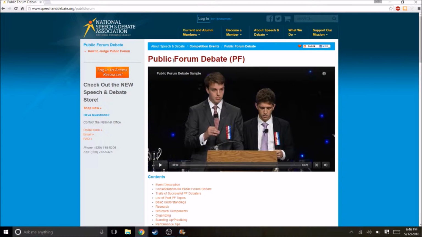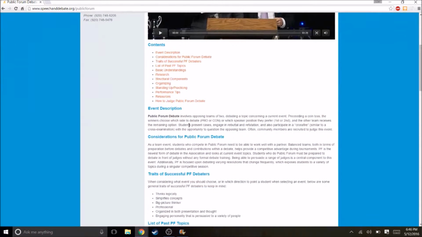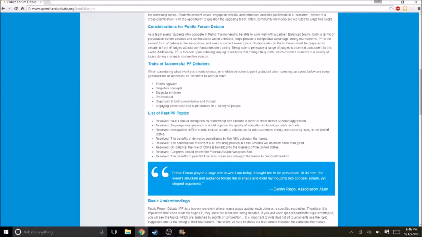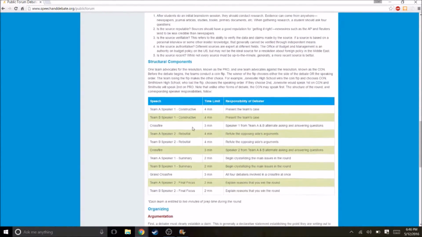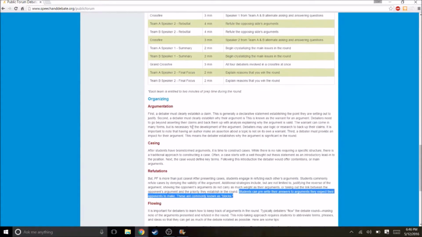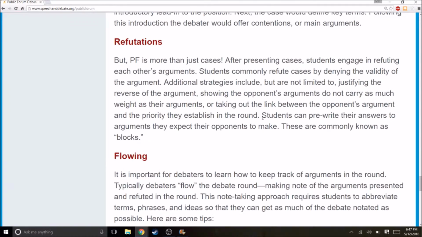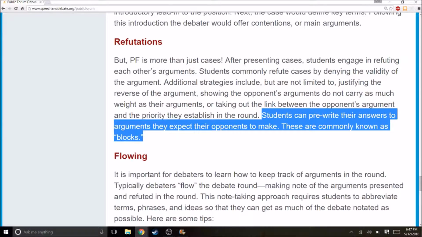First, we are going to look at what a block is. A block is a pre-written answer to arguments that they expect their opponents to make.